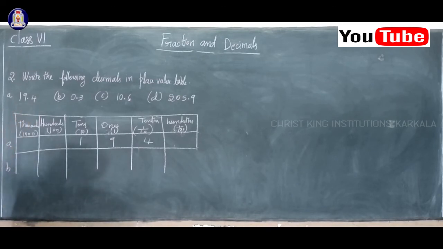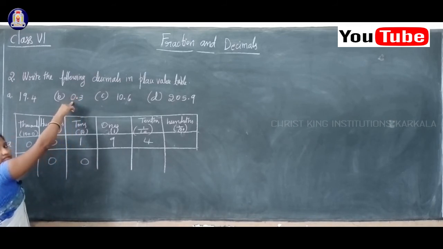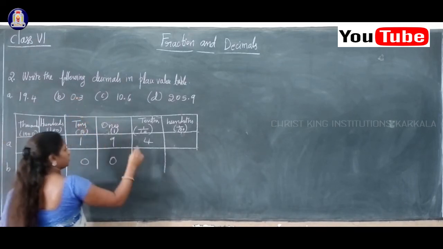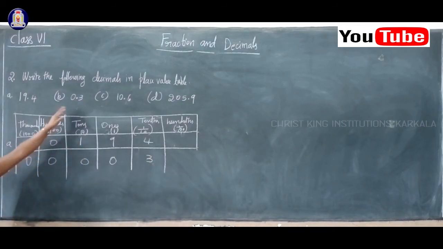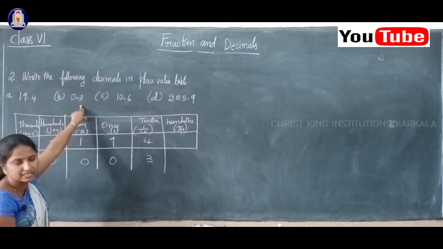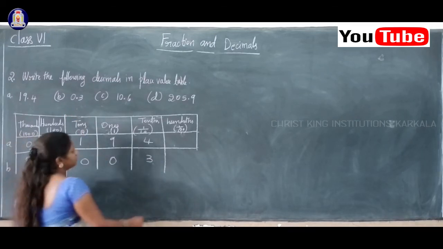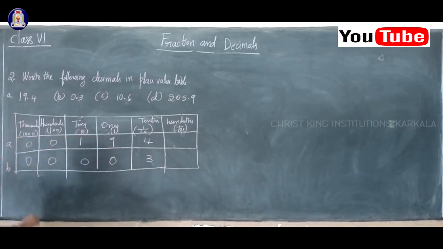Next, B, 0.3. Here there is no 1000, 100 or tens. The 0 before the decimal point has the value 0, and it is in the ones place. And 0.3 is 3 by 10, so 3 is in the tenths place. After the decimal point the value is in tenths; 3 by 10 means 0.3. Is there a hundredths place? No. Like that you can write C and D.